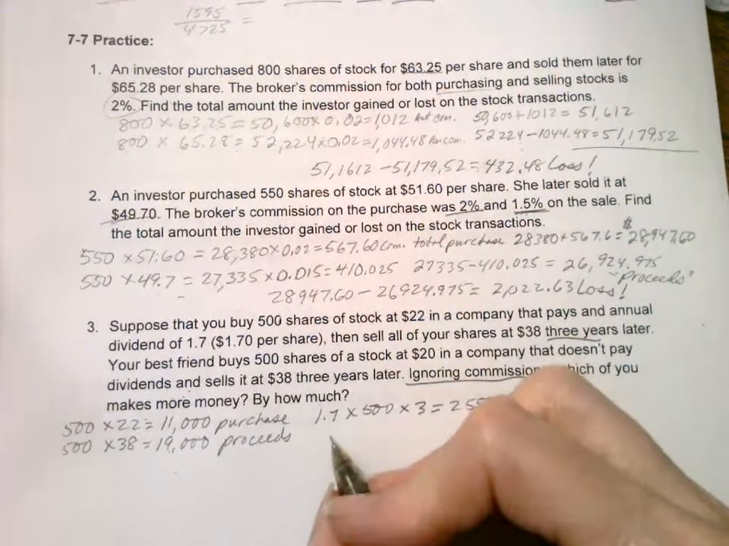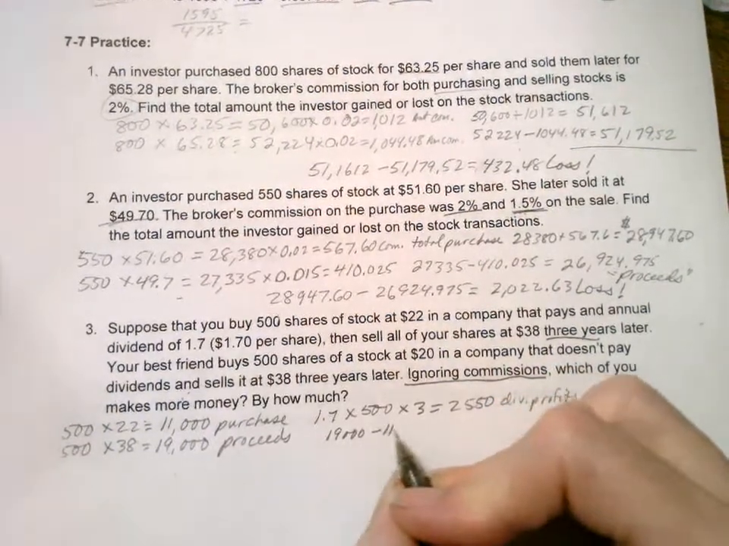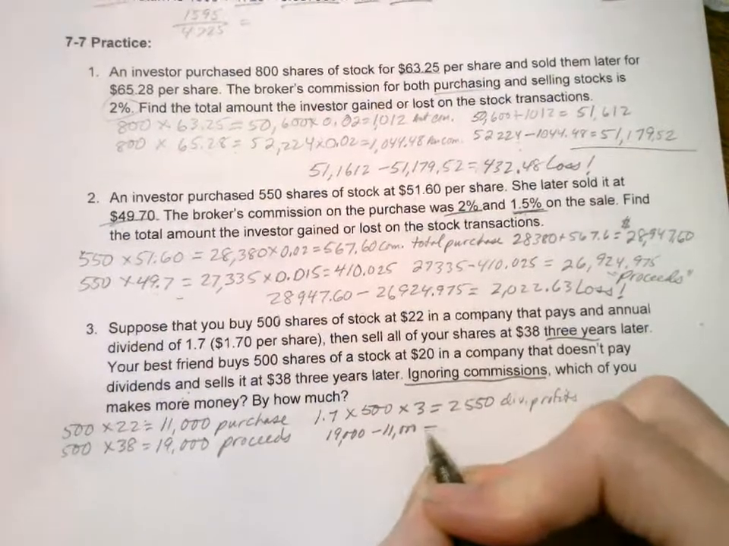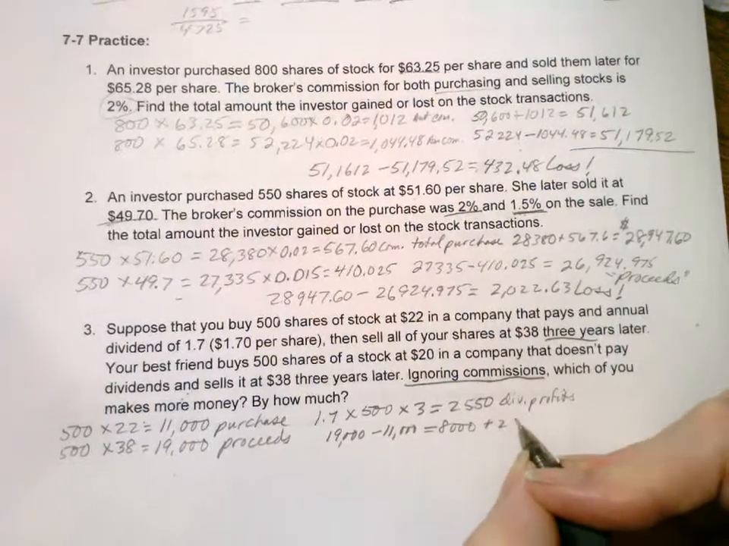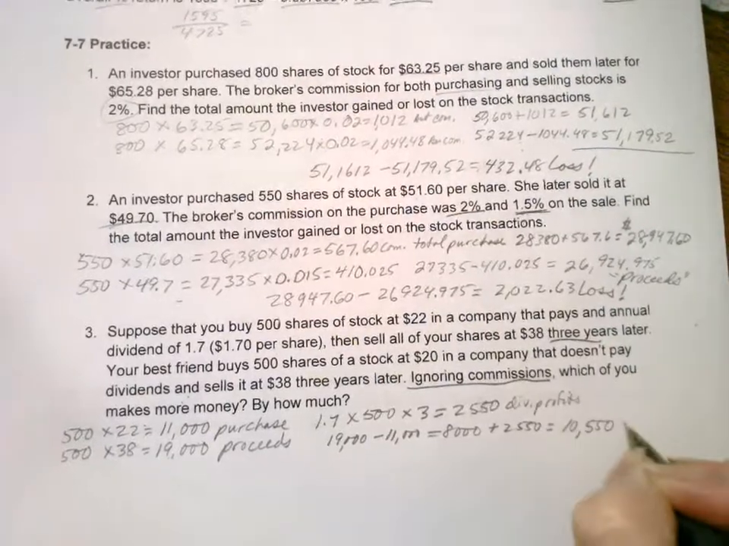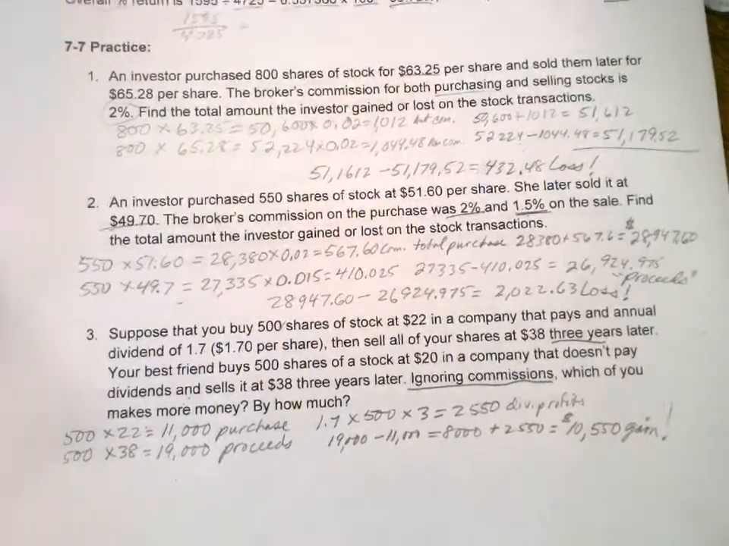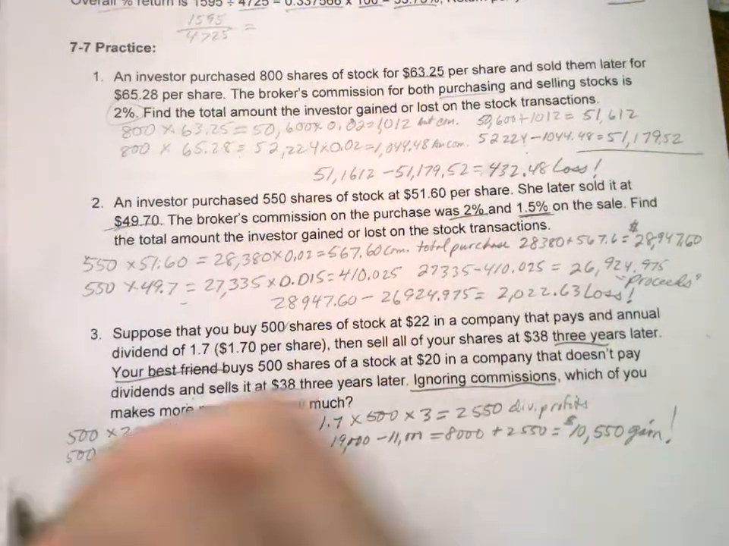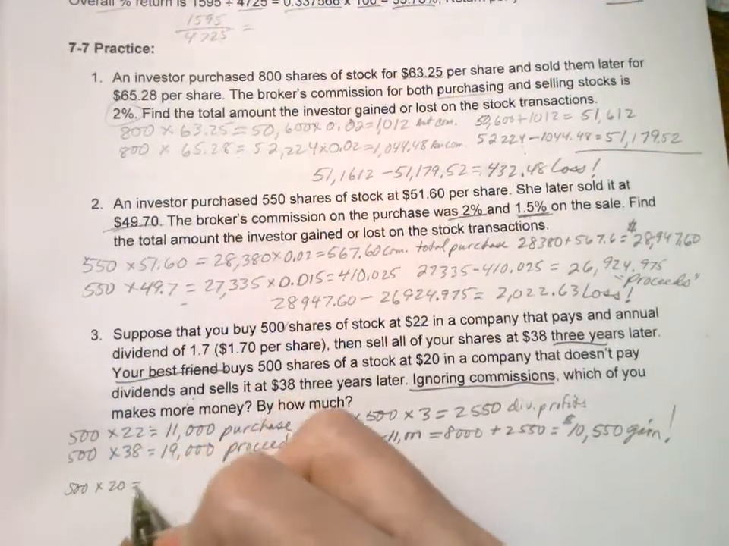Okay, so we had 19,000 minus 11,000 purchase price. It's $8,000 plus your dividends equals a gain of 10,000. Good job. All right. Then your best friend buys 500 shares of a stock for $20.